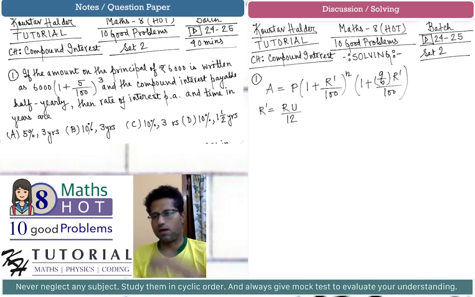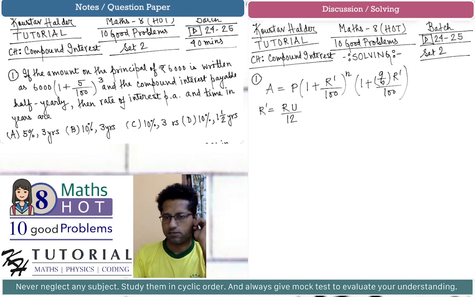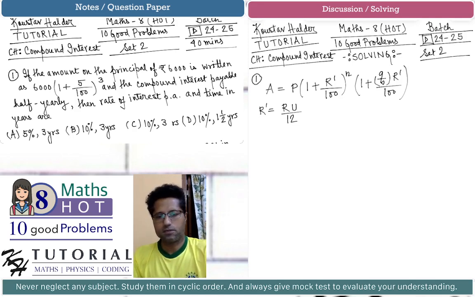Its formula is R multiplied by U by 12. Basically, R dash will be the rate of interest based on U. U is the unit of time. This unit of time is also termed the conversion period. That is, what is the duration after which every calculation of interest will occur.